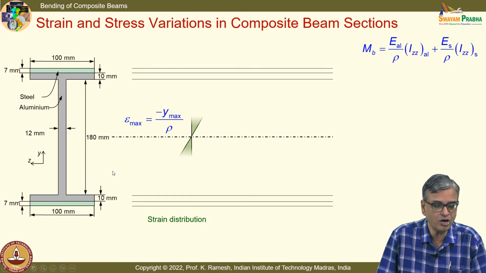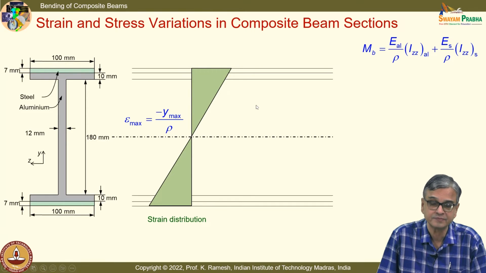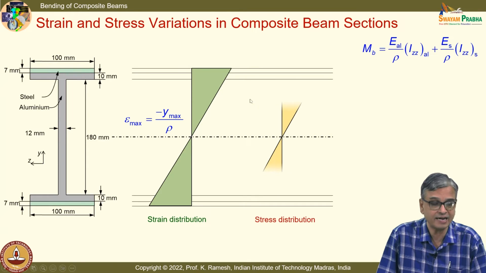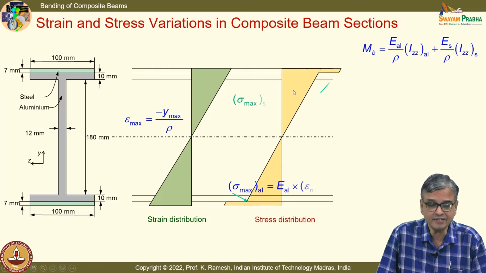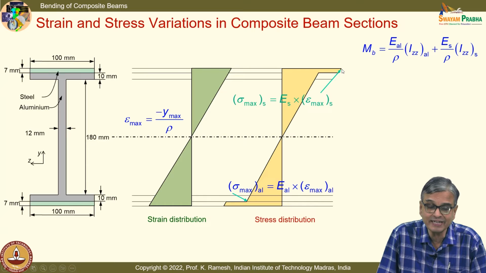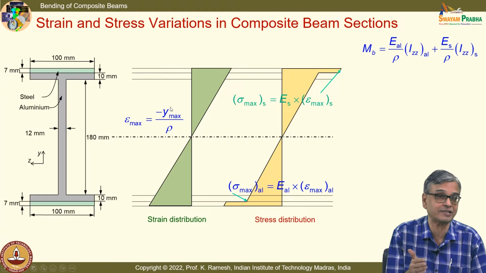And when we plot the strain variation, the strain variation is linear. However, when I plot the stress variation, there will be a step at the interface. And the other subtle point is, because I am looking at bending, even though the thickness is small, there would be a linear variation, because you have the factor y coming in the strain expression as well as the stress expression. It is not going to be constant.